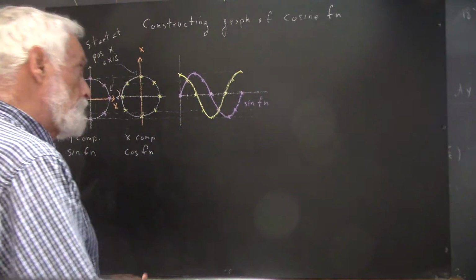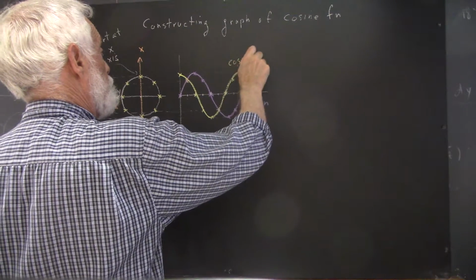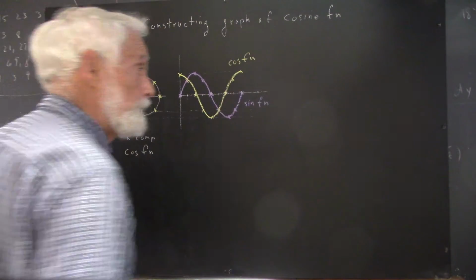Our sine function's in purple. Our cosine function is in yellow.